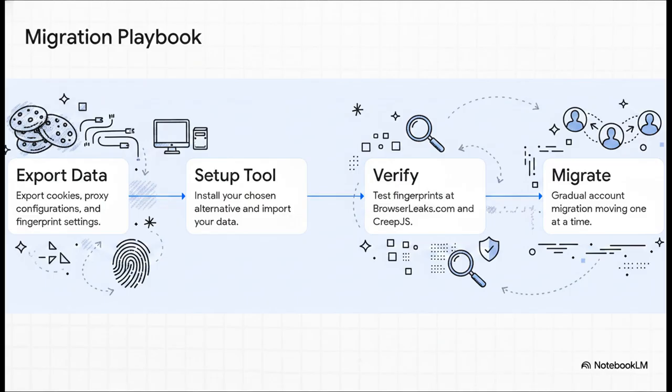Step 1. Meticulously export your cookies, your proxy configurations, and document your existing fingerprint settings right out of BitBrowser. Step 2. Set up your new tool and import all that data. Step 3, this is key, before logging in anywhere, verify your new fingerprints using tools like browserleaks.com and Creep.js. And finally, step 4 is the actual gradual migration of your accounts.